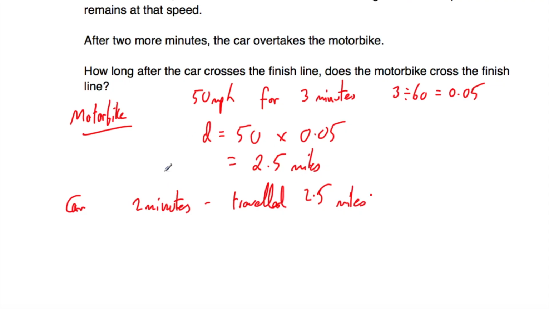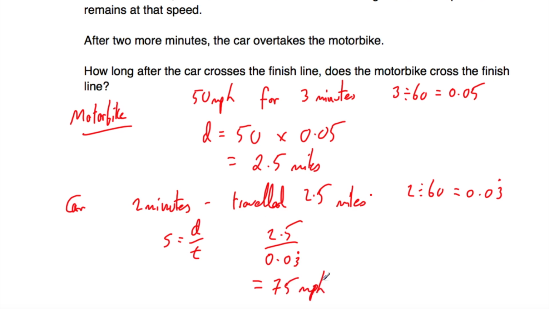So if we know the time and the distance, we can work out the speed. The speed is equal to the distance divided by the time. The distance is 2.5 miles divided by the time. Now the time again is in minutes, so we're going to need to change 2 minutes into hours. So 2 divided by 60, and 2 divided by 60 is equal to 0.03 recurring, 0.033333 and so on, hours. So we're going to do 2.5 divided by 0.03 recurring, and the answer is equal to 75 miles per hour. So that means the car is travelling at 75 miles per hour.